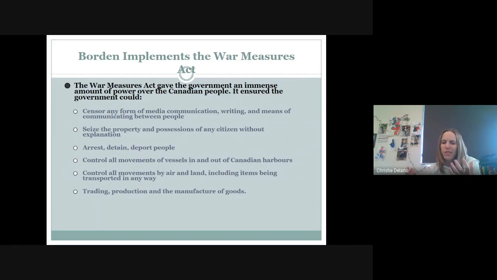Now it's 1914 to 1918. There's not a lot of movement in the air, right? The plane just kind of gets introduced at the end of the First World War. That'll be very different in the Second World War, right? So basically all transportation can be controlled, and trading and production and the manufacture of goods is also controlled, and that can be dictated to you as a factory owner.